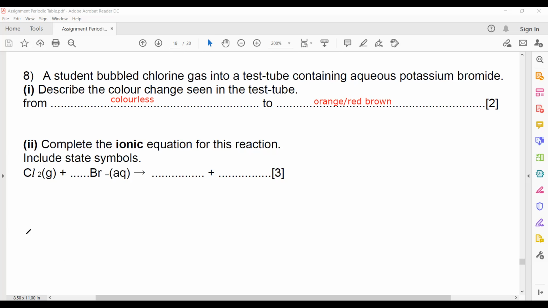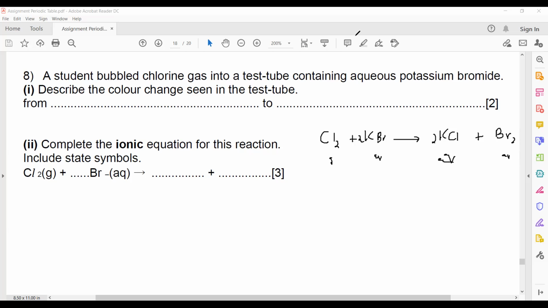Then we have to complete the equation, chlorine reacting with bromide ion. Chlorine will displace the bromide ion. It will form chloride ion because you want to write an ionic equation. So how to write an ionic equation? The simple way is to write a word equation and then complete the ionic equation. Chlorine is reacting with aqueous potassium bromide. This results in the formation of potassium chloride plus bromine. Balance the equation and state symbols: chlorine is gas, potassium bromide aqueous, potassium chloride also aqueous, and bromine is aqueous here, dissolved in water. We cancel out the common ions.